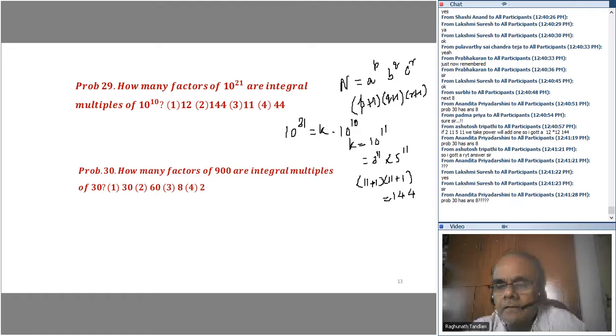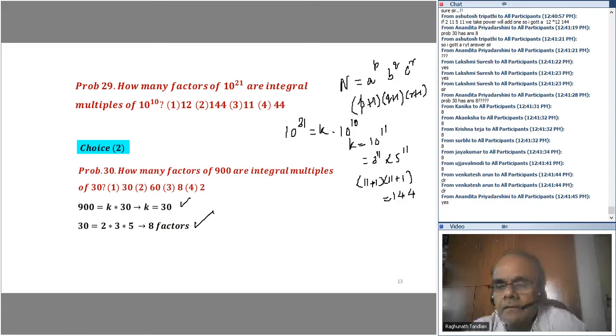What's the answer for the next question? So 900 can be written as k into 30. K is 30. 30 has got how many factors? 8 factors. How many are clear now? When you do the second question, it becomes clearer or not? First question may not have been fully clear. Second one makes it clear or not?